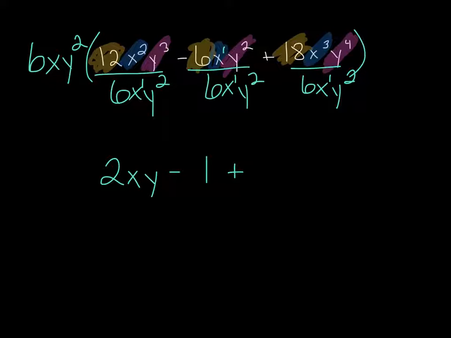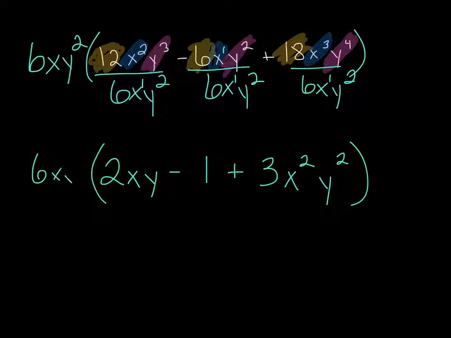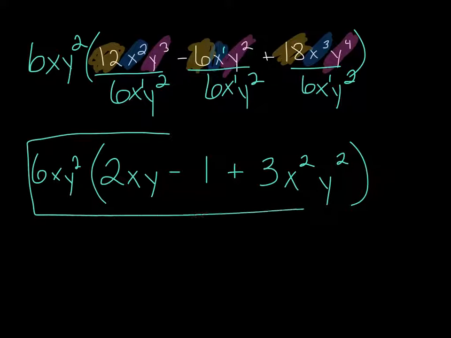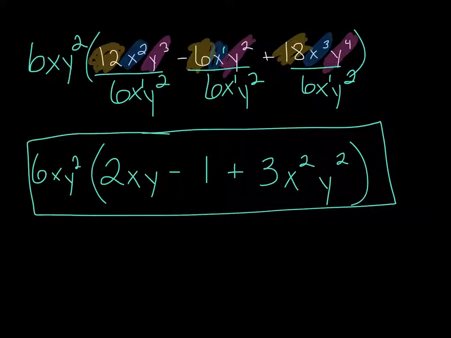Then for the next term, 18 divided by 6 is 3. For the x's, 3 minus 1 is 2, so that's x squared. For the y's, 4 minus 2 is 2. And then we need to remember to include our GCF at the beginning. Quick check, make sure you don't have common factors still, and you don't. So that is the factored form of our expression.